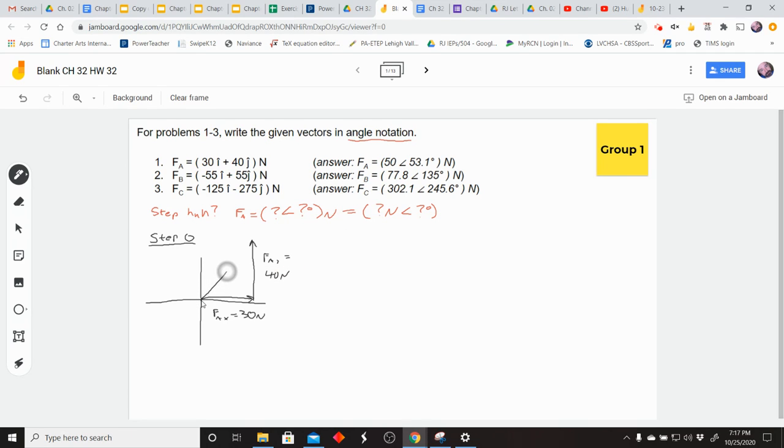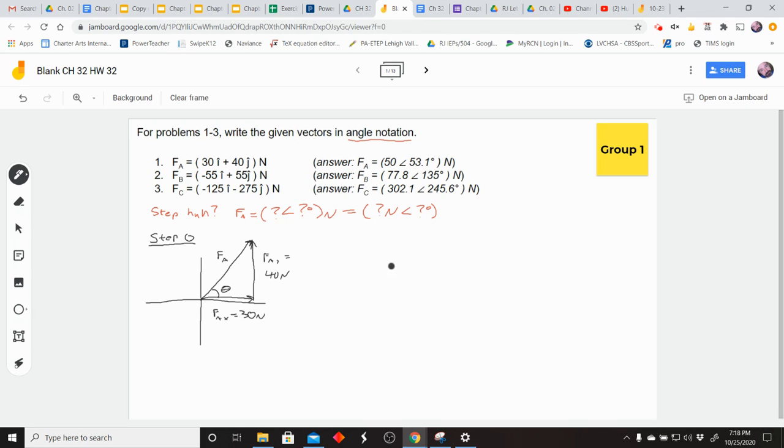And the thing we're actually looking for is going to be this one. This is F sub A. So this is the thing for which we need to know the magnitude and the angle. So let me figure out this angle in here. Let's call it theta. That seems like a good name for an angle. Okay, so how do we get this?